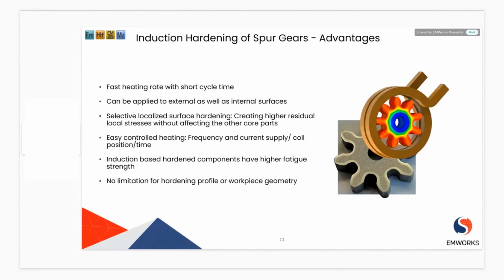It's a flexible process. It's selective, so you can have a lot of control on the localization of your heated areas or parts of your device. You can heat one region without affecting other parts. You just target only one piece or one part of your components. It's easily controlled. There's no limitation on the hardening profile or workpiece, so you don't have any limitation on these things. It's an advantage, a great application of the induction heating phenomenon.